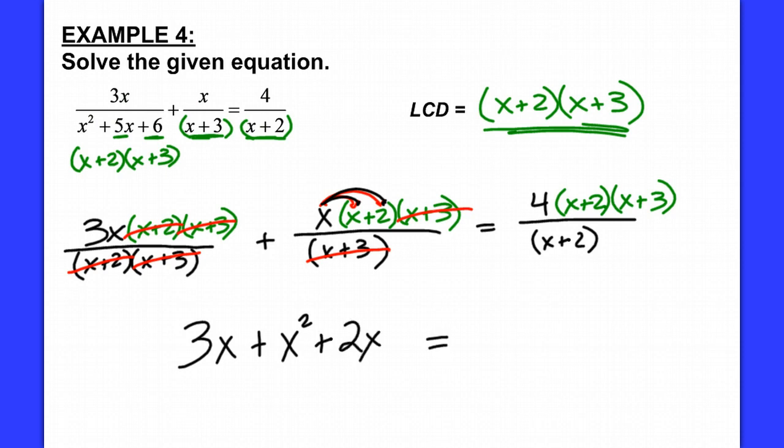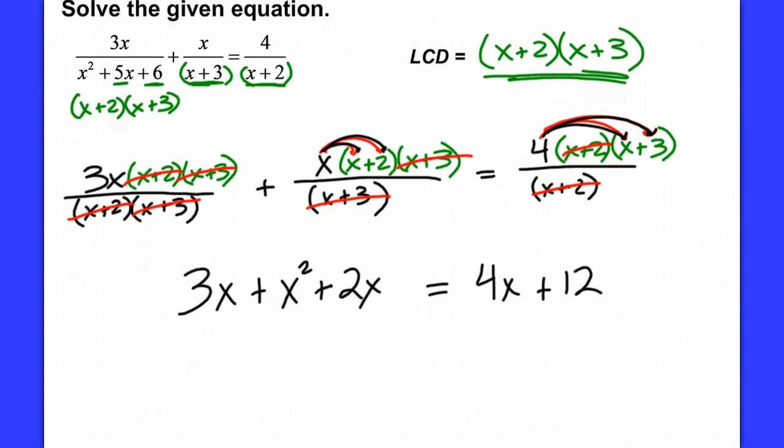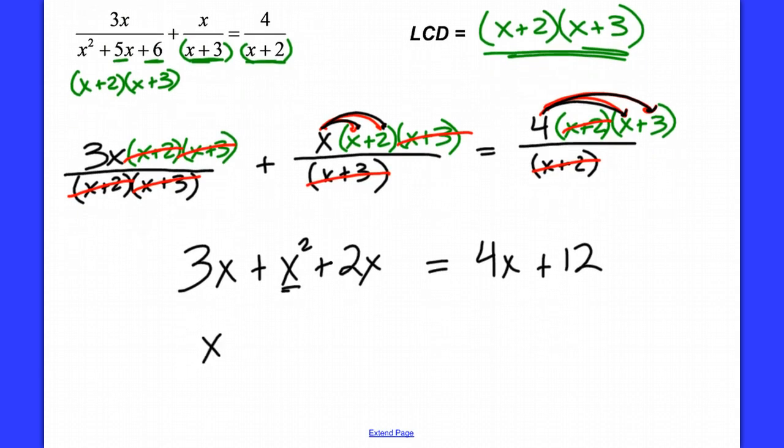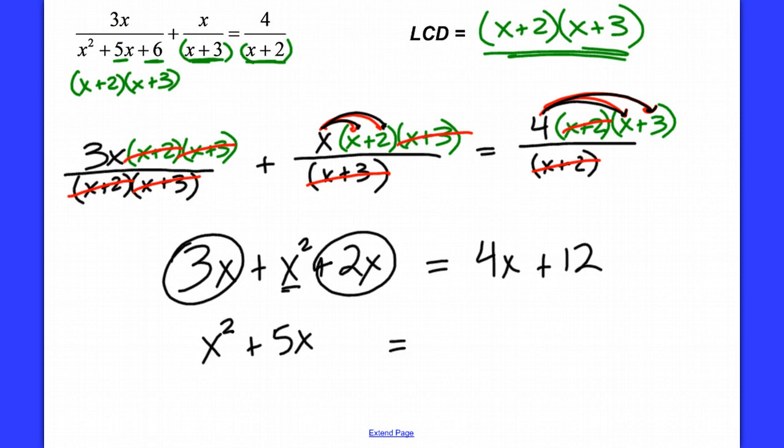Okay? Over here, in the last fraction, x plus 2's cancel out, and that leaves us with 4 times x plus 3. So that should become 4x plus 12. And putting some things together here, adjusting everything to where we need it to be, you can see that this is a quadratic because we have the x squared, so we'll put that first. Plus 2x and plus 3x, or positive 3x, will make plus 5x. Over here, we still have the 4x plus 12.